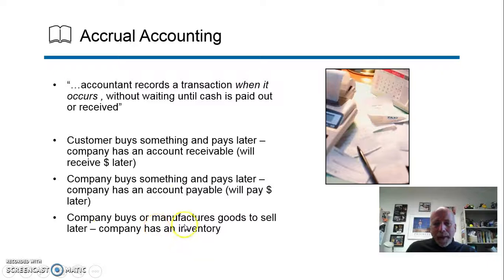And then if we buy or manufacture goods and we put them on the shelf, we don't have any money coming in or going out. And so we then have inventory. And so we put it on the shelf. We record this as an asset. Why? Because again, it's something of value to our company.